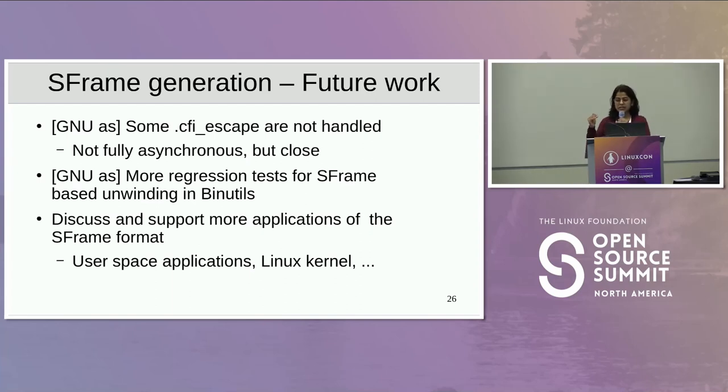But this means that it is not fully asynchronous because of this. That being said, the number of times the compiler generates CFI escape is really limited. To be fair, I would say it's not fully asynchronous, but it should be really, really close. On the assembler side, we should also add some more regression tests. There is ongoing work on that.